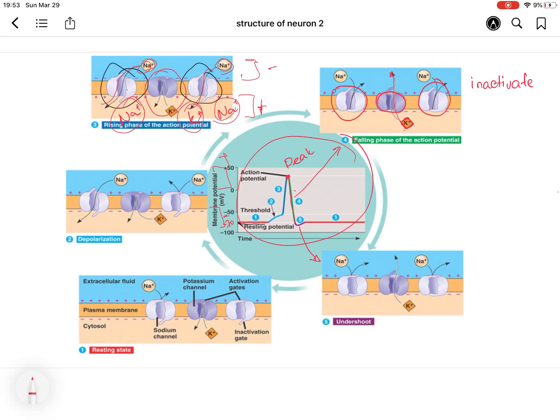Okay, after it reaches the peak, all the sodium channels are inactivated and the potassium channels are activated, and the potassium ions go to the outside. And it returns to normal: the inside minus and the outside plus. After that, it goes to hyperpolarization, then to the resting potential. And this cycle repeats all the time. Okay, that's all.